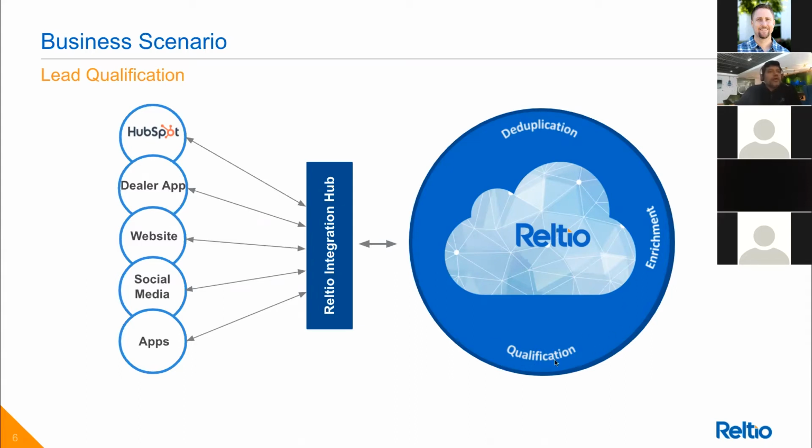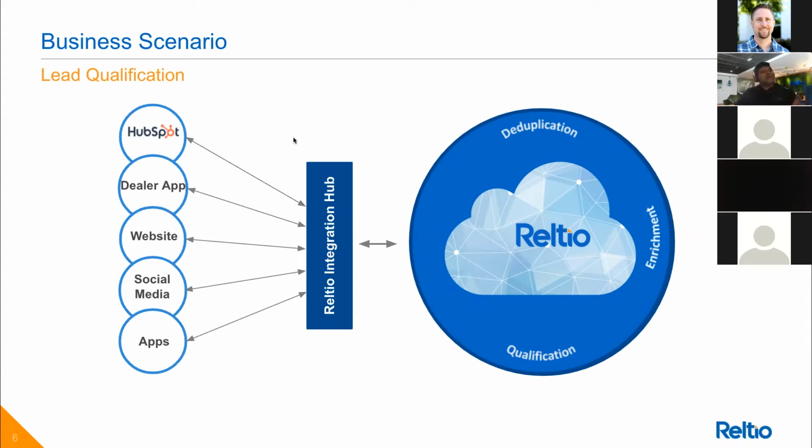And then finally, there's a qualification that could be done by the data steward and distributed back into these same applications or any downstream applications like an ERP or a Salesforce automation, so that you have a qualified lead that you can work through, right? So a simple scenario, but a relevant one, which a lot of our customers use today to do lead qualification and prospecting within Reltio.